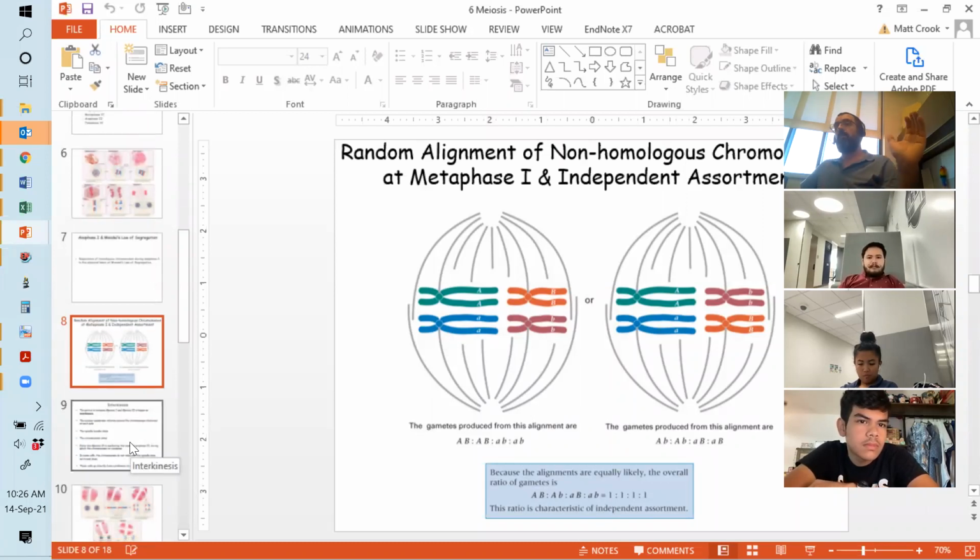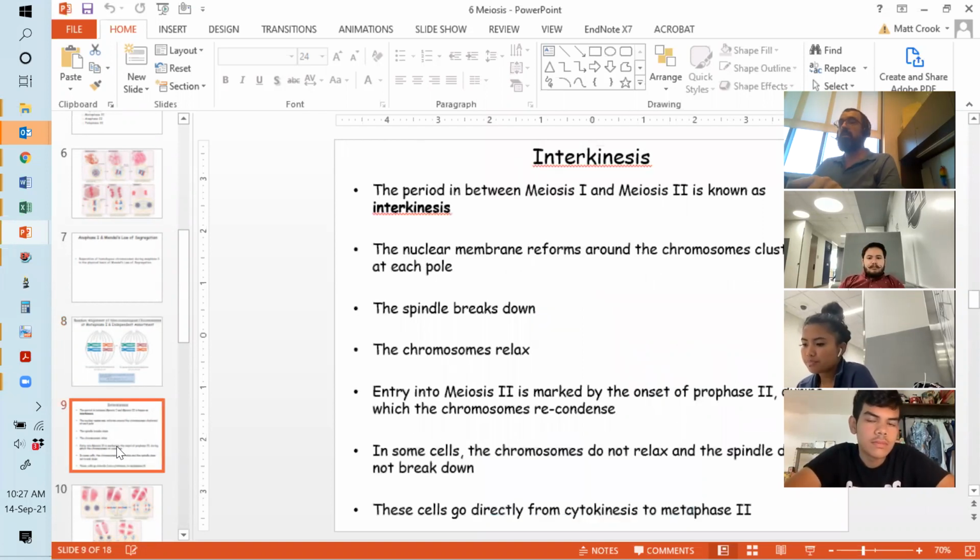So meiosis one, where all the sexy sauce is happening. Meiosis two, cleaning up the mess is kind of how I view it. In between, there is potentially a stage called interkinesis. Well, I mean, there is interkinesis. What it is varies from organism to organism.